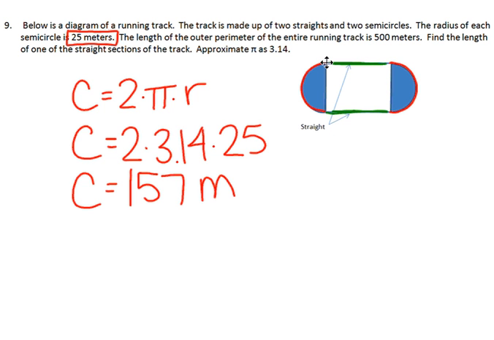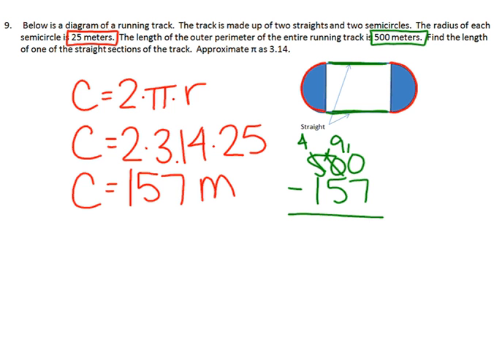So to continue, I'm going to take the total distance around, which is 500, and subtract out the 157 to find out the remaining piece. So those two sections together are going to total 343 meters. And to find just one of them, we're going to divide that by 2. So 343 divided by 2.